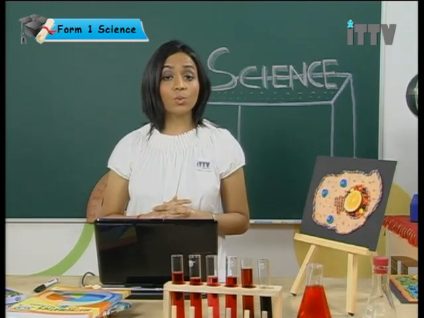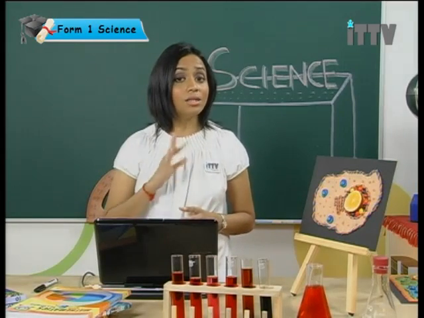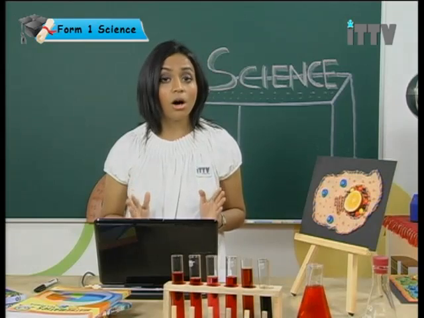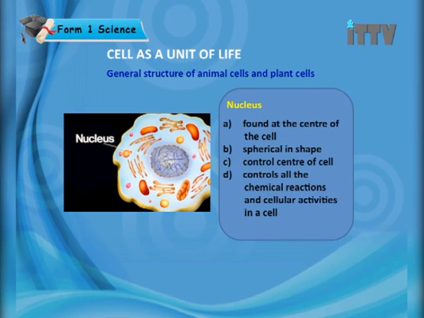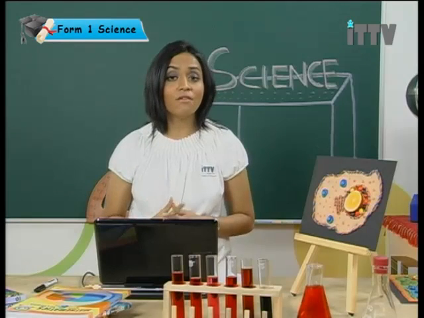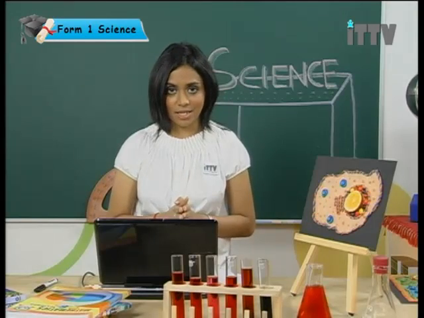Okay, we shall begin with the first organelles, which is nucleus. Remember that all the structures in the cell are called organelles. Let's see the nucleus. The nucleus is found at the center of the cell. It is spherical in shape. It is the control center of the cell and controls all the chemical reactions and cellular activities in a cell. So remember, the nucleus is usually found in the center of the cell. This is especially true for an animal cell. What is the function of the nucleus? It is the control center.